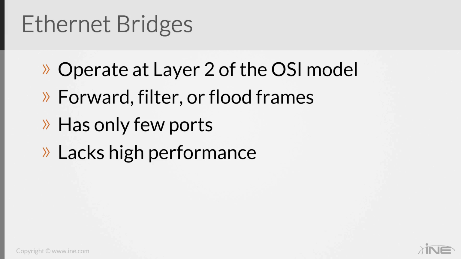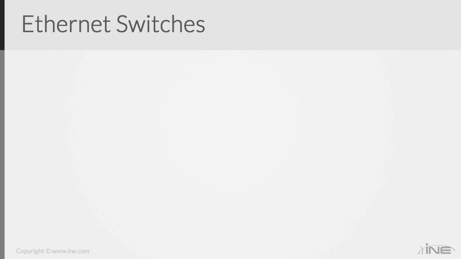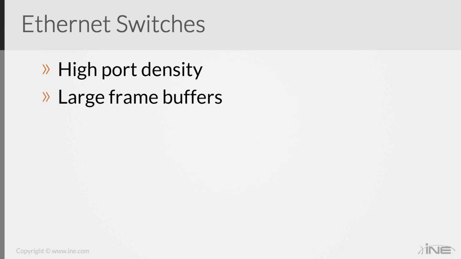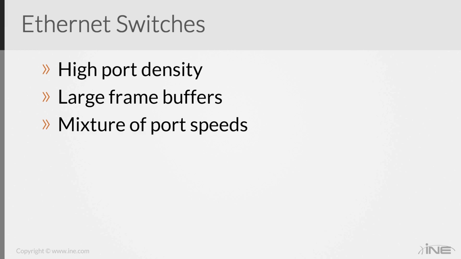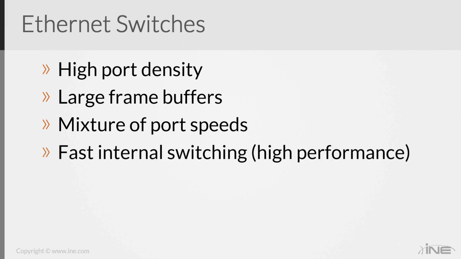The main thing you want to be familiar with, and why I'm spending more time on it, is Ethernet switches. They have a high port density, 24, 48 ports typically. Large frame buffers. So if you're going to be sending a lot of data, you have to be able to hold all that data in memory while you do your error checking and then send it out the wire. Mixture of port speeds. You can have one port that's at 100 megs, another one that's a gig, and another one that's a 10 gigabit. As long as the switch supports it, you can do it. Fast internal switching. You can have a very, very fast backplane, so you could be switching at near line rate the entire time.